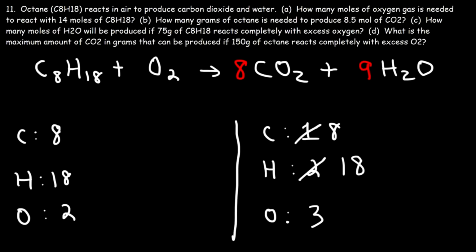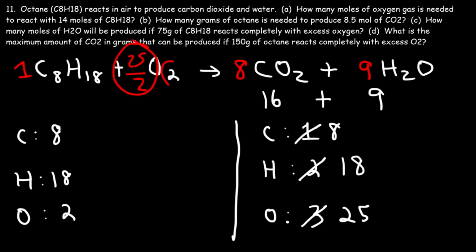Now, the next thing I need to do is balance the oxygen atoms. Right now, on the right side, I have 8 times 2, so that's 16 oxygen atoms in CO2, and 9 times 1, so that's 9. 16 plus 9 gives me 25. Now, I need to put 25 over 2 in front of O2, because 25 over 2 times 2 will give me 25 oxygen atoms. And so it's balanced, but I don't want to have any fractions here.